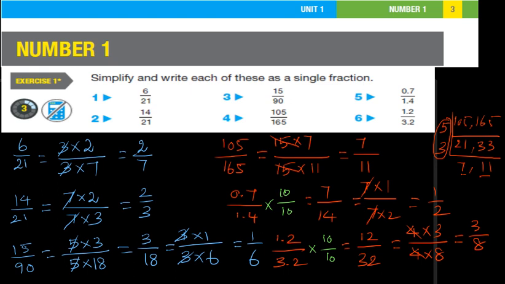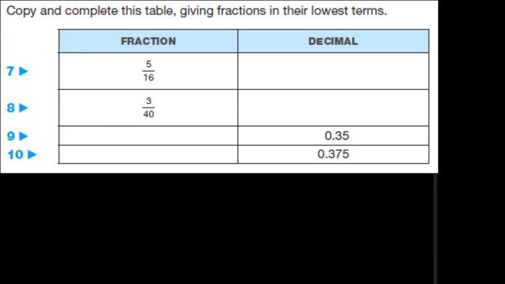Okay, right. The next question is, the 7th to 10th questions are the same format. Copy and complete this table giving fractions in their lowest terms. Okay, we have to convert it to the lowest form. So first we have to make 5 by 16 in the decimal form.